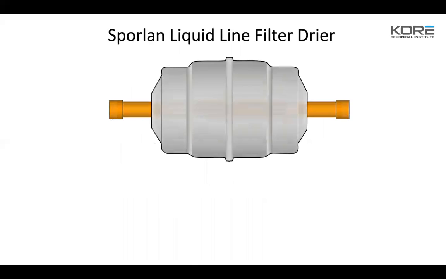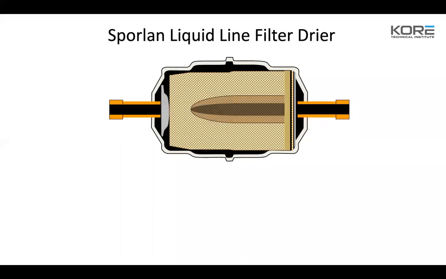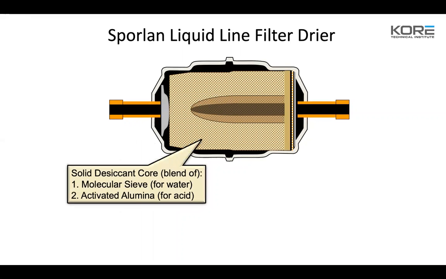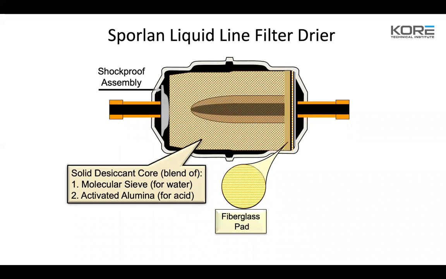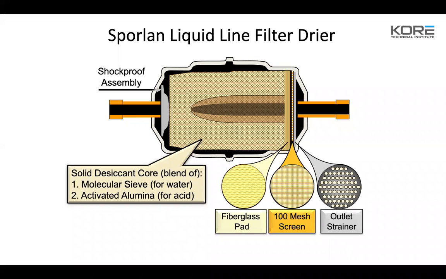Okay. So here's the inside and how it flows through. You've got your solid desiccant core. Like I said, this is going to be Sporlan's construction. You've got that shock-proof assembly, so it holds that core into place. You're going to have the fiberglass pad for your 100 mesh screen, and then your outlet strainer. And that's the flow.